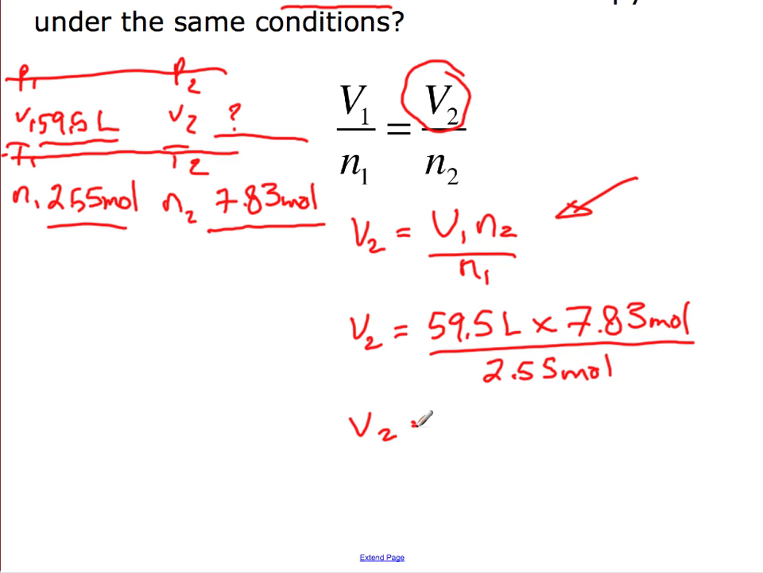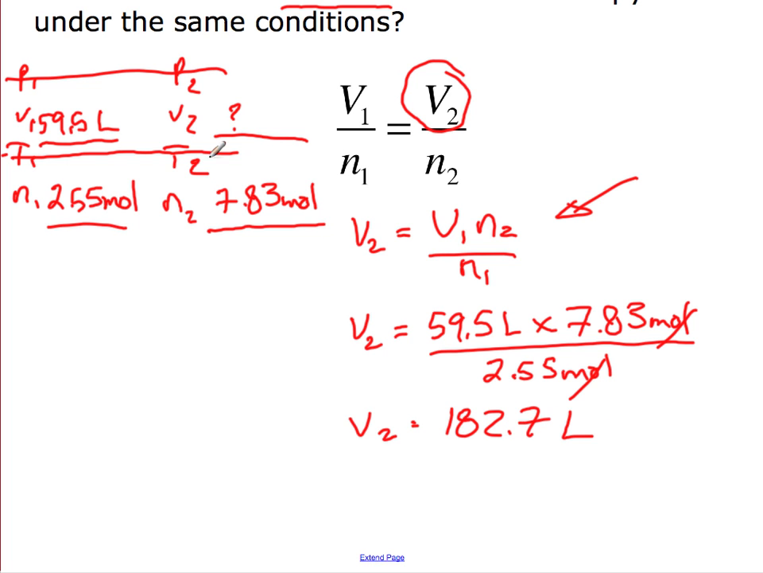So I want to determine the sig figs. Break out your trusty calculator. See if I can find mine. Okay, so I have to go 59.5 times 7.83 divide 2.55. 182.7. 182.7, moles cancel, so it'd be liters.